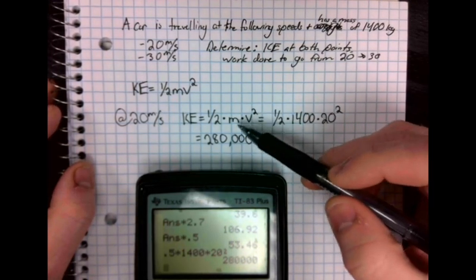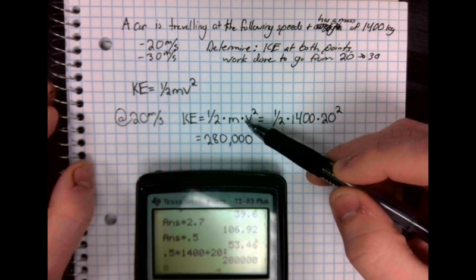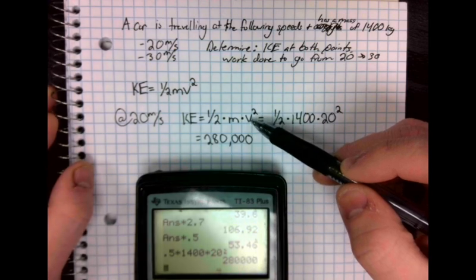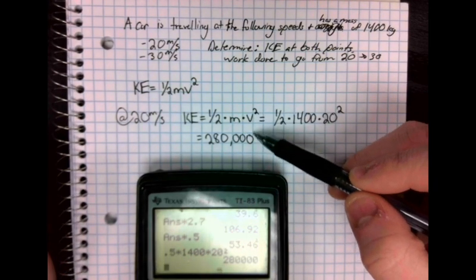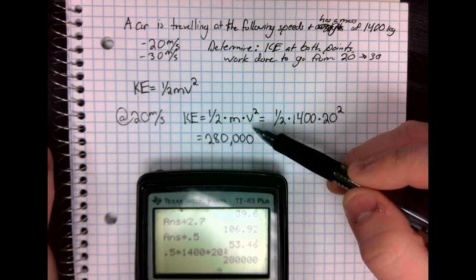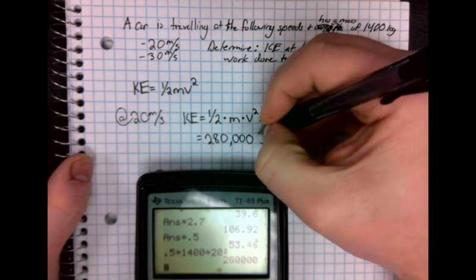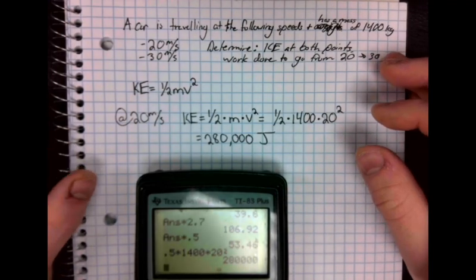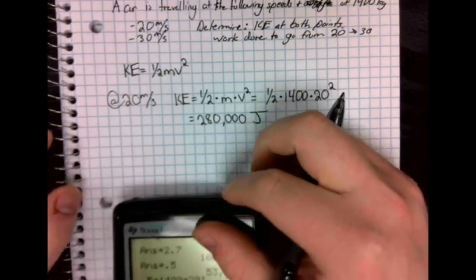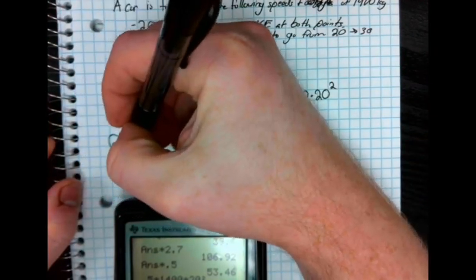If we look at our unit, we would have kilograms, and then velocity would be meters over seconds. So kilogram meters squared over second squared, that would be in units of joules, which is the unit of energy and the unit of work. Now, at 30 meters per second, we're going to do the same thing.